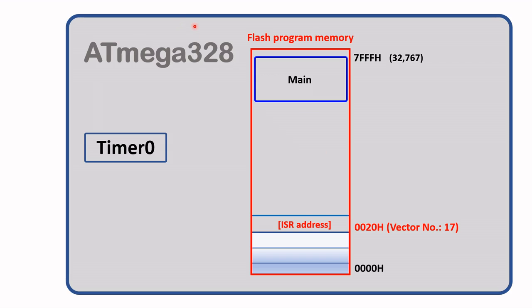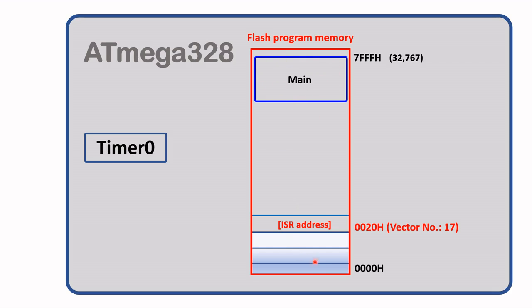Now, as the name internal interrupt tells us, the interrupt occurs inside the microcontroller. In this case, I'm going to use timer 0 to generate the interrupt. Let's assume that this blue box represents the ATmega328. Inside this 328, as mentioned earlier, is timer 0. And here is the flash memory. In the flash memory, we have what we call a main program stored.